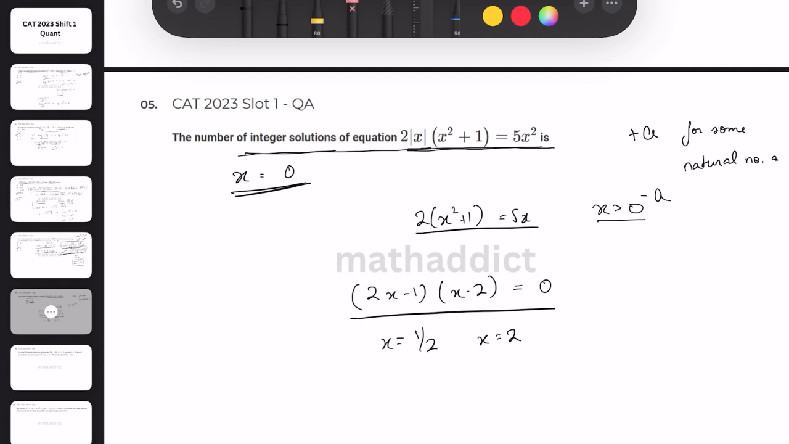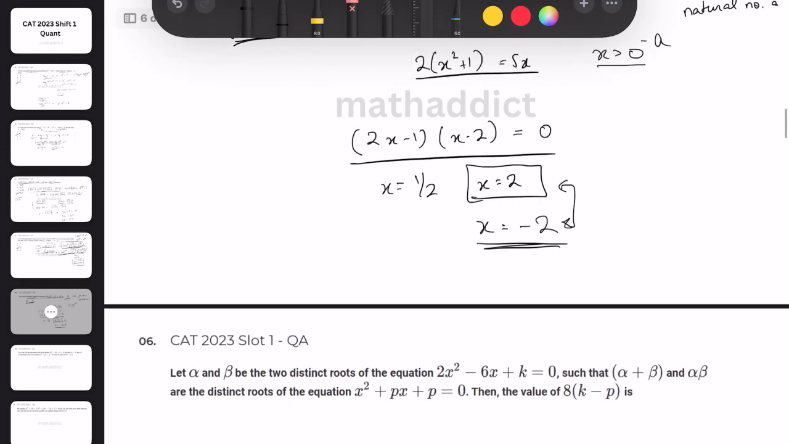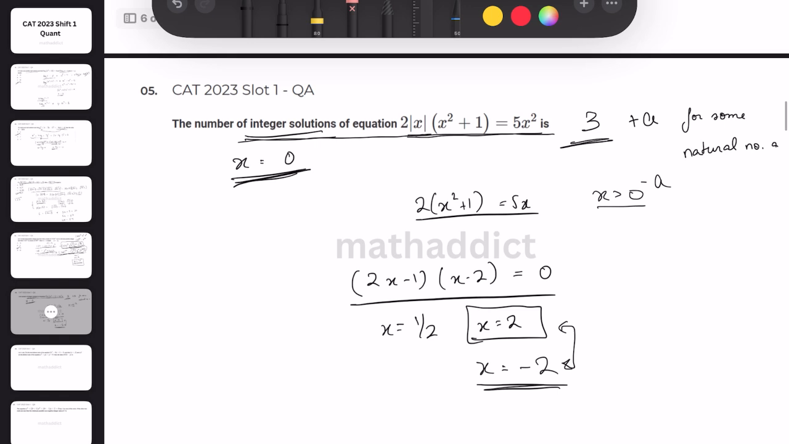We are needed to find the integer solutions. So x equals 2 is an integer solution. And as we noticed, if x equals 2 satisfies, x equals minus 2 will also satisfy. So we have 2 more solutions here and 1 solution here. So the answer is 3. Total 3 solutions. So to recall, mod x is the absolute value function. So this is x if x is greater than or equal to 0, or minus x if x is less than 0.